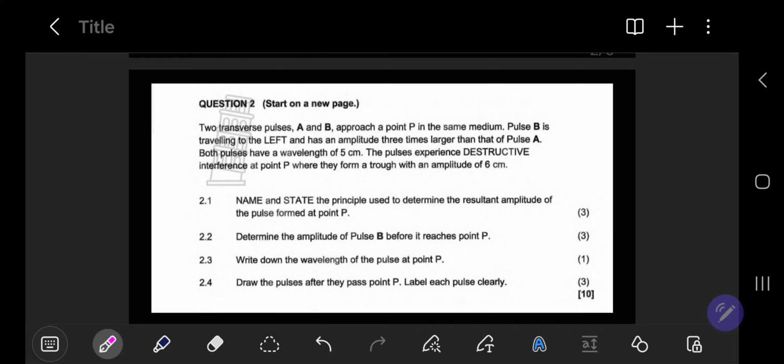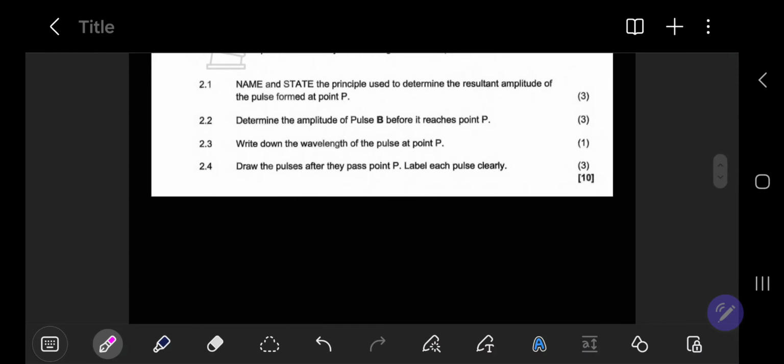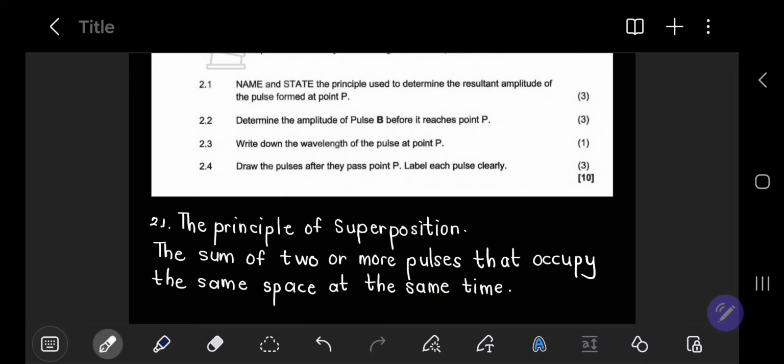So that's quite important. Now 2.1 says, name and state the principle used to determine the resultant amplitude of the pulse formed at point P. So yes, when they met at the middle in point P, that is known as superposition. So they want us to name it and state it. So here's what it is. The principle of superposition. It is the sum of 2 or more pulses that occupy the same space at the same time. That is 1 mark for naming the principle of superposition, and 2 marks for stating the principle itself. So that gets you the 3 marks.